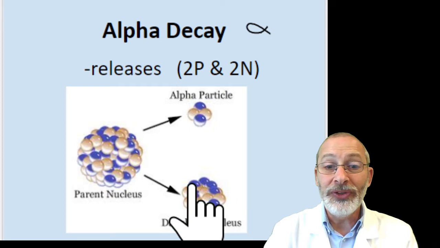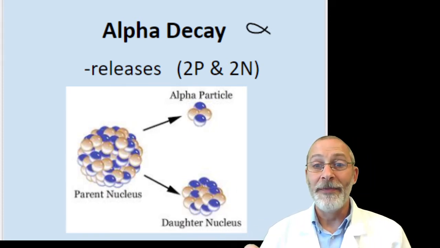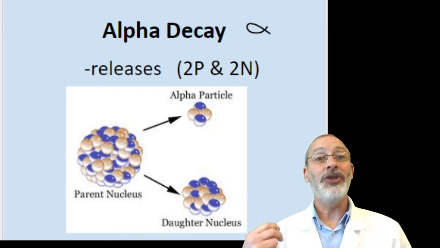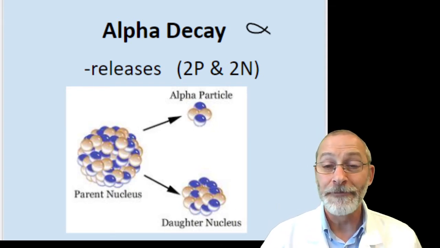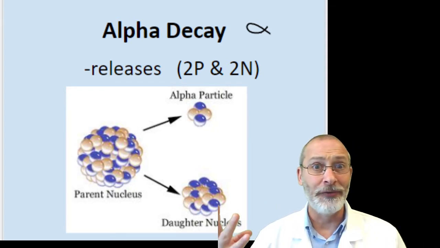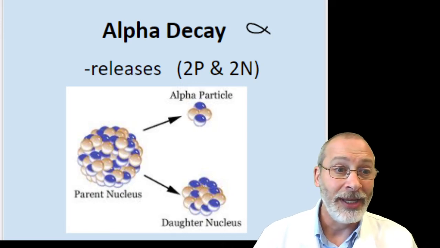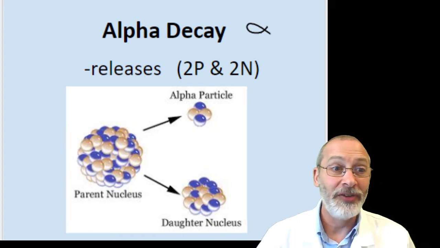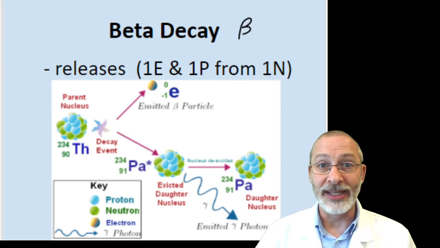The resulting nucleus, called the daughter nucleus, is going to have two fewer protons and two fewer neutrons. It's going to be a smaller nucleus by a factor of 4. Two protons and two neutrons. That's going to be really important here in a moment. But first, the second type of decay, which is called beta decay.